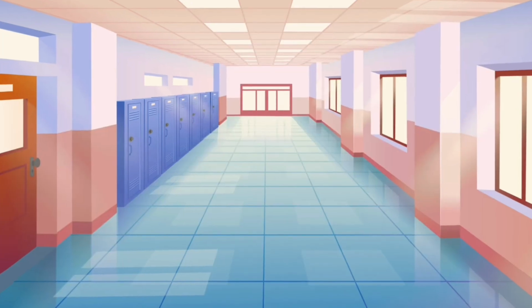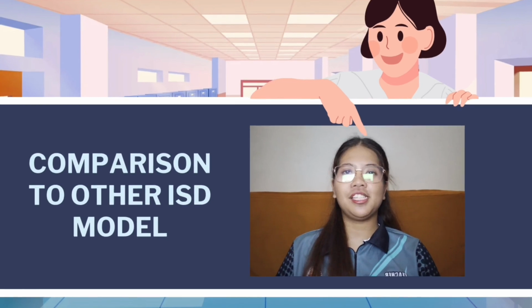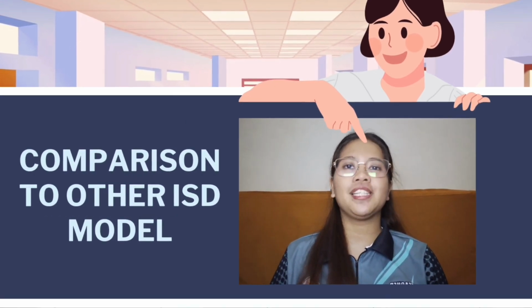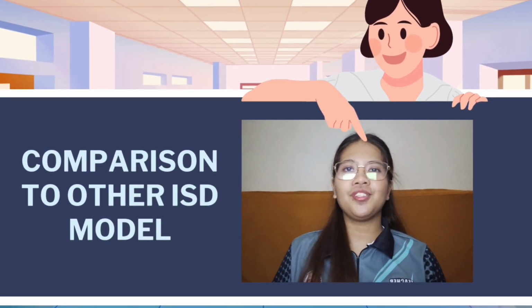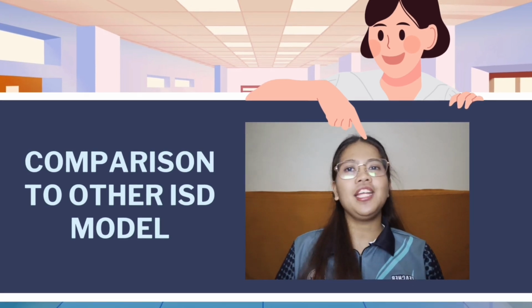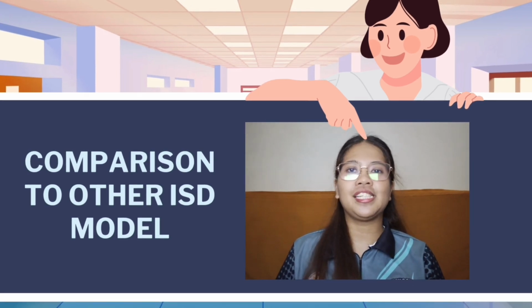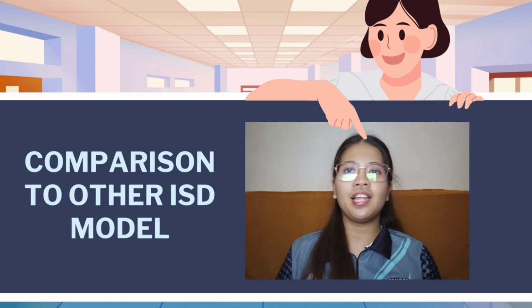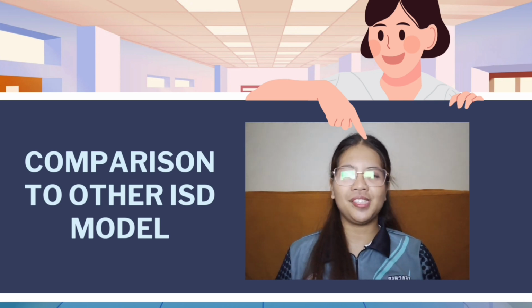The Assure model provides a structured framework for instructional design, focusing on technology integration and learner engagement through 6 key steps. In comparison to other instructional design models like the ADDIE model and the DID model, the Assure model stands out for its emphasis on active learner participation and the strategic use of multimedia resources.